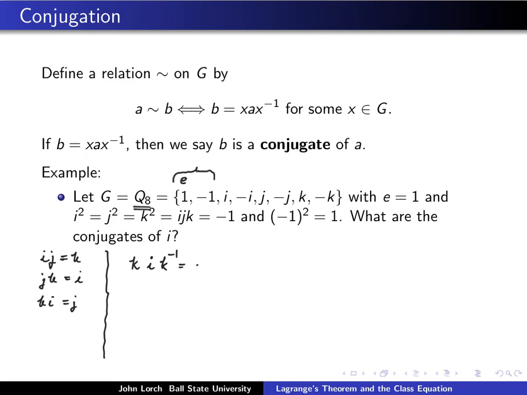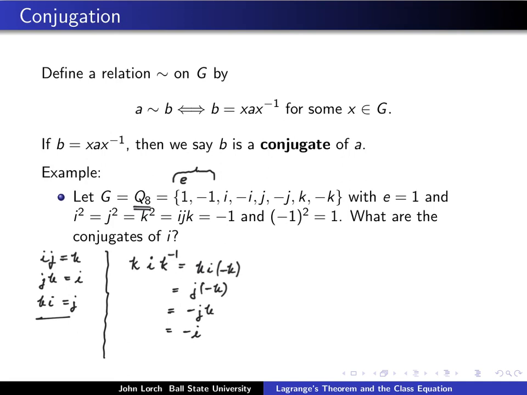Well, we know that in this group, k inverse is minus k. And we know that k times i is equal to j. So that is minus j times k. But we know from the left panel that j times k is i. So this time, instead of just getting i in return, we get minus i, which is something different.